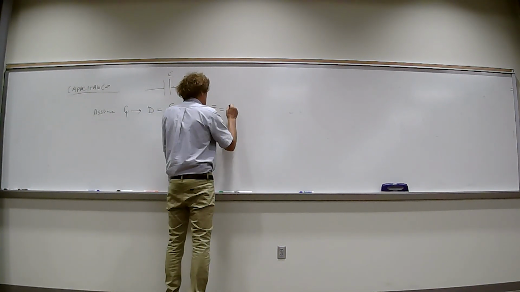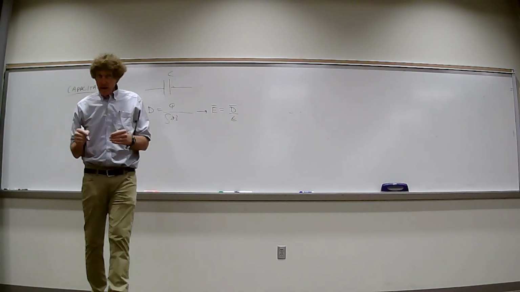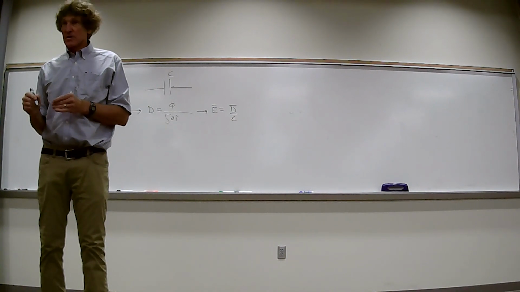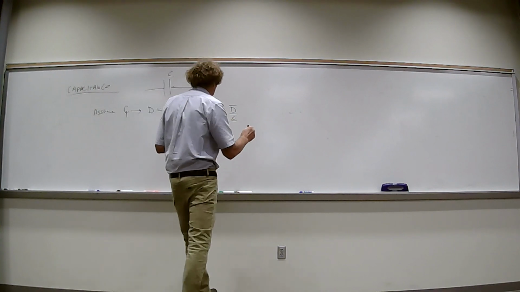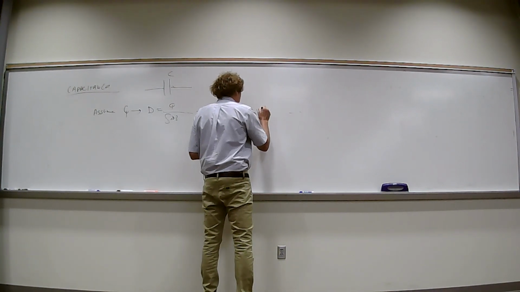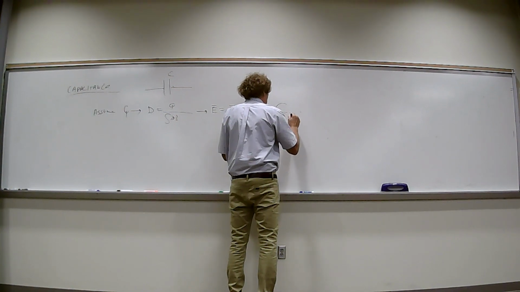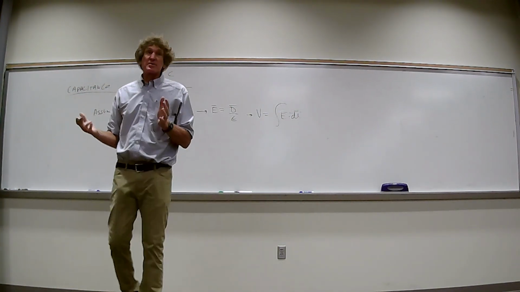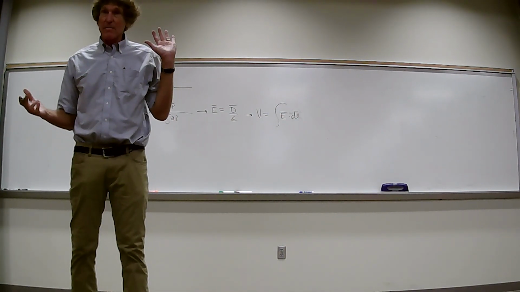After we get D, we get E, and E is D over epsilon. Now, epsilon can be a function of position. I'll talk a little bit about epsilon relative in a second. Y'all follow me in this class? After we get E, we get V is equal to the integral of E dot dl. I'm doing this in a general way. I know capacitance is going to be strictly positive. That's the reason I'm casual about the sign right there, okay?